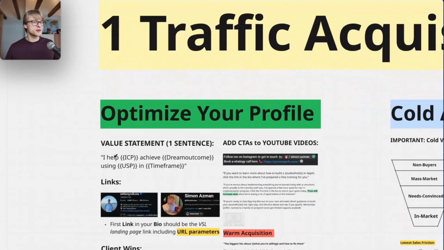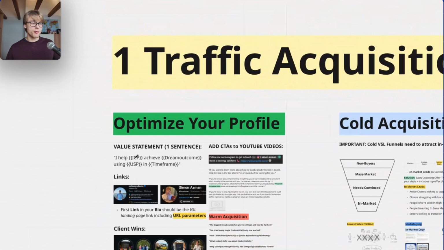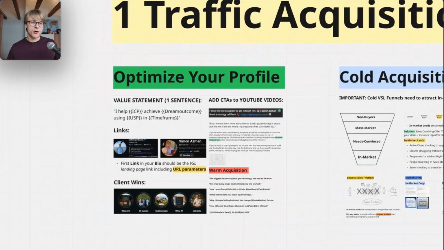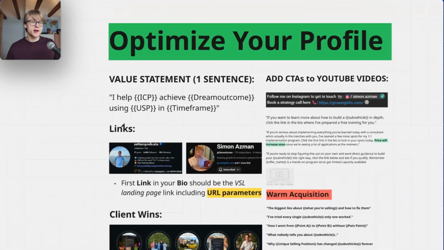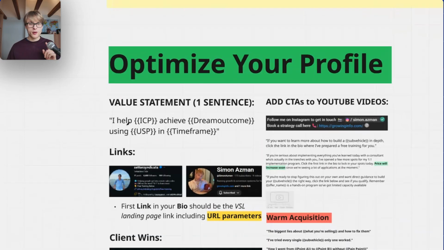So the first thing that you want to do is optimize your profile, either on Instagram or on YouTube or wherever you're doing this, because it's just like free link clicks that you don't have to pay for with ads. And you will be wondering how many people are actually clicking on your profile, then looking at the stuff in there, and then clicking on the link. And if you have a link in there, it helps.